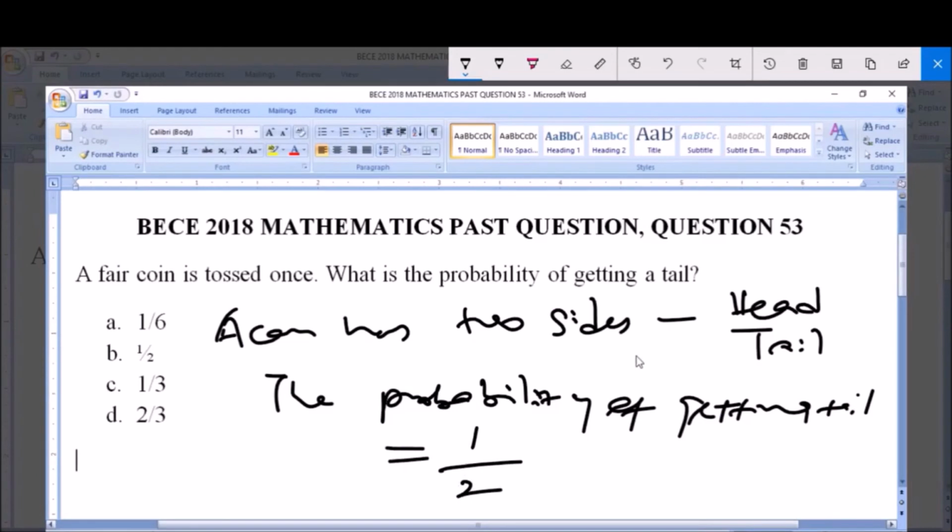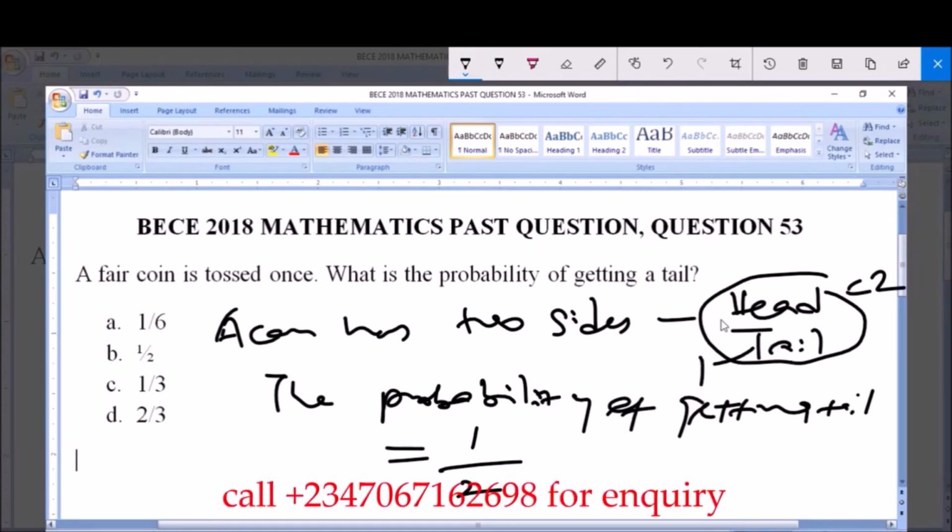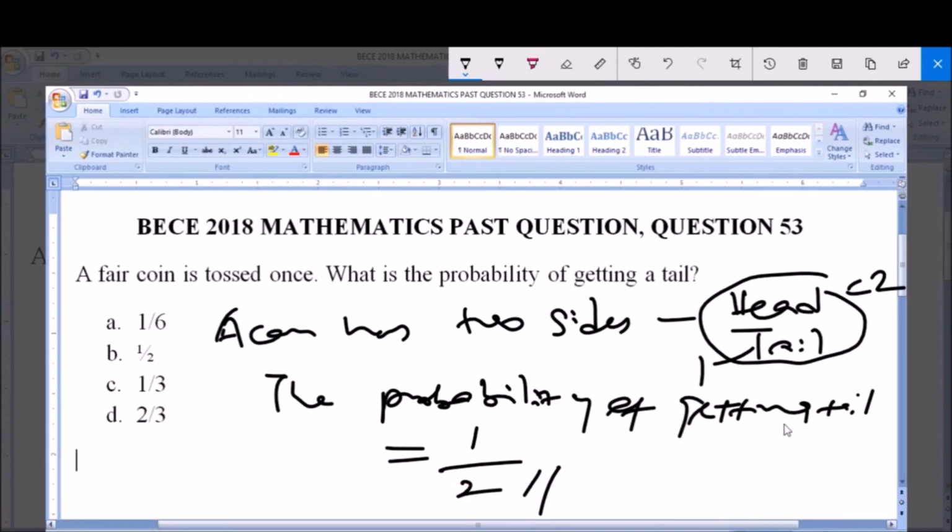Why? This is because the coin has two sides. Now you want to find the probability of getting one side, which is the tail, that is 1. So therefore the probability of getting a tail out of the two sides of a coin is simply 1/2. So the probability of getting a tail when a fair coin is tossed once, because the coin has two sides, a head and a tail, is 1/2.